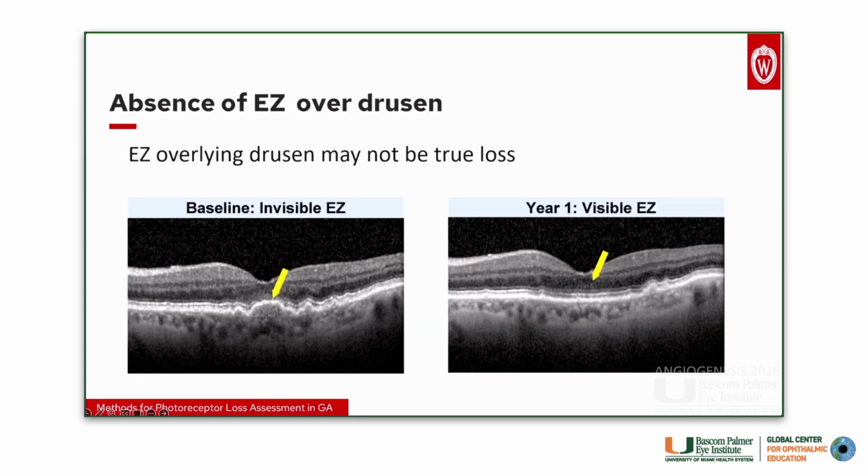This is an example of an eye with a drusen. You can see the EZ is absent overlying the drusen, and at 1 year the drusen has dissolved and the photoreceptor layer has returned. So this is probably not a true loss. It is kind of because of the way OCT mechanism functions.